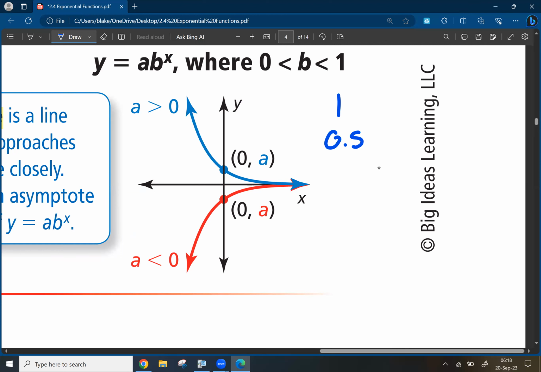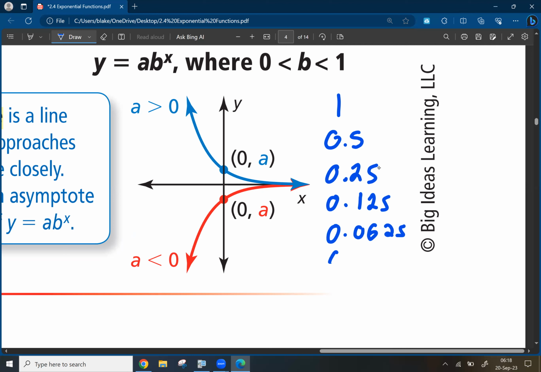If you take half of that, you'll get 0.25. If you take half of that, you get 0.125. You take half of that, you get 0.0625. You take half of that. At this point, I'm going to need a calculator.